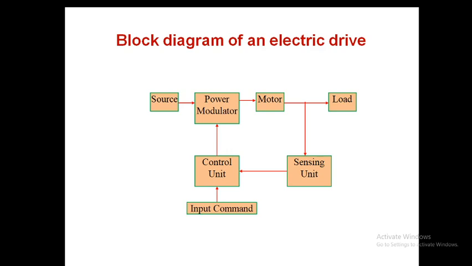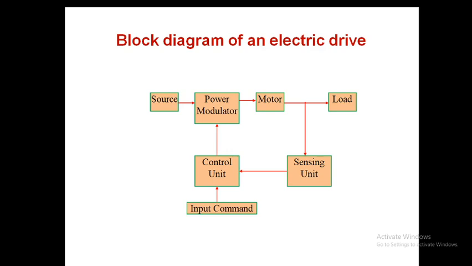From the motor, a sensing unit senses the speed, and that speed is sent to the control unit. The control unit needs to adjust the firing angle or modulation index of the power modulator, so that it controls the voltage to the motor. Indirectly it controls the speed of the motor as per the input command. Here the input command is given to the control unit. Let us take the input command as the reference speed.